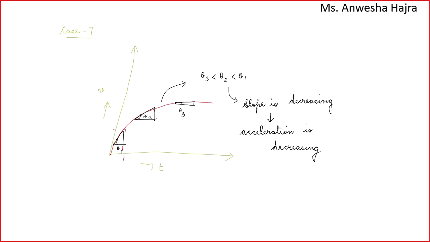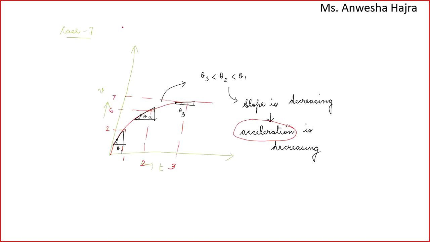Say at 1 second velocity is 2. At 2 seconds, say velocity is 6. Say at 3 seconds, velocity is 7. Velocity is increasing. Acceleration decreasing does not imply velocity is decreasing. It means velocity is increasing. But it is not increasing as it was increasing before.